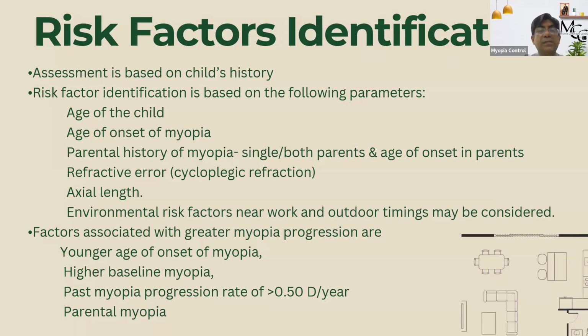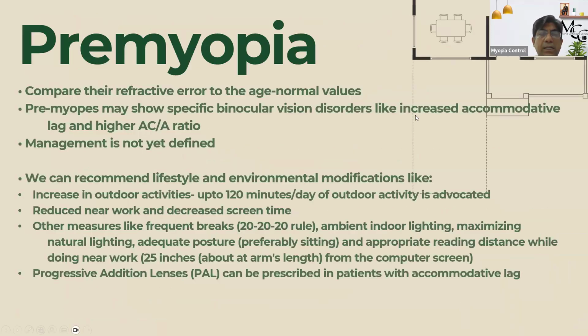And obviously, throughout our whole course, we have discussed the risk factors, and how you score risky patients who will progress, depending on the age of presentation, how much hyperopic reserve there is, whether there is a parental history of myopia or not, and the refractive error at presentation. And pre-myopia we have already discussed at length.